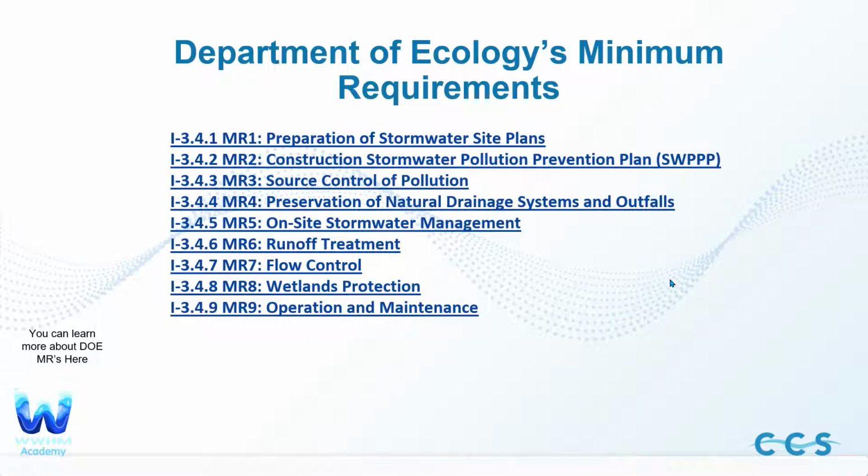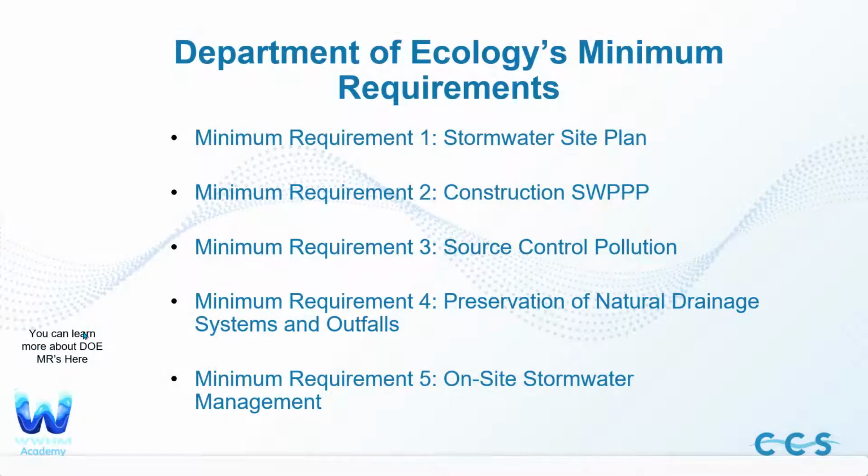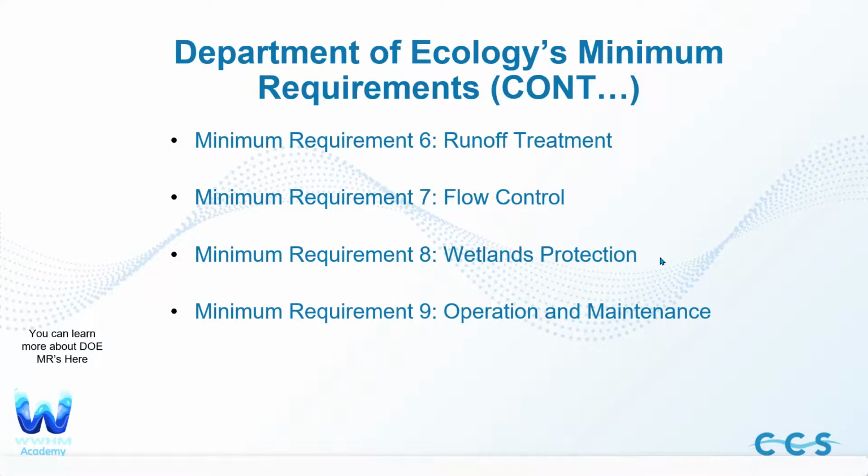We'll see. So we're looking at minimum requirements 6, 7, and 8: runoff treatment, flow control, and wetlands protection. I'll go over how WWHM 2012 can help you with those. As I said, it's not actually linked here, but if you look at the Washington State Department of Ecology minimum requirements, there's a whole course on that, really in-depth, really well done. So here's all 9 minimum requirements. Like I said, we're focusing on 6, 7, and 8: runoff treatment, flow control, and wetlands protection in WWHM 2012.